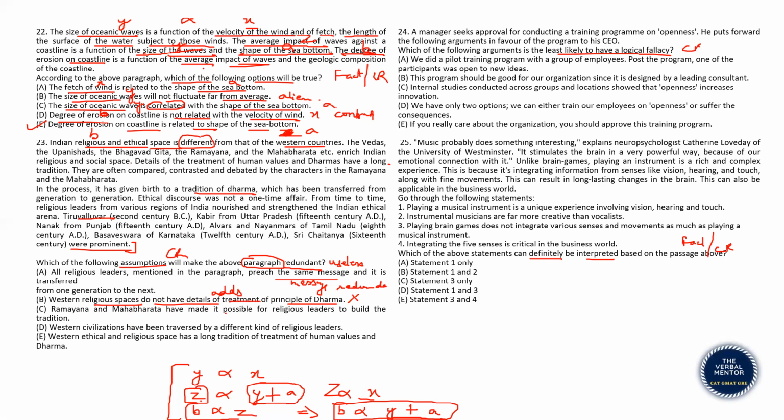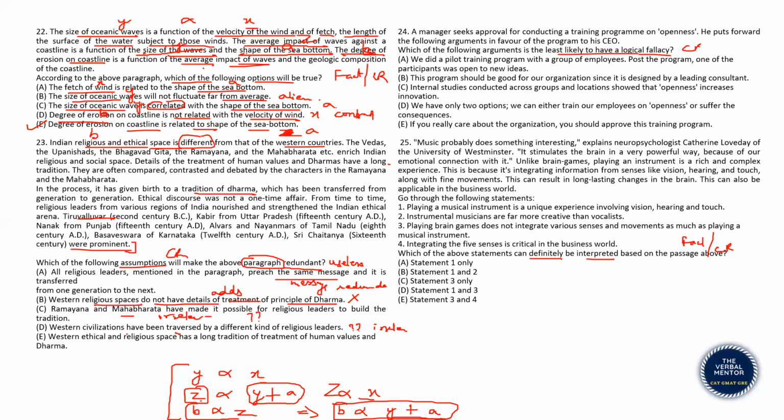Ramayana and Mahabharata have made it possible for religious leaders to build the tradition. Not really, does not add anything. Seems irrelevant. I'll come back to this option maybe. Western civilizations have been traversed by a different kind of religious leaders. I don't know. Even this seems irrelevant to me.